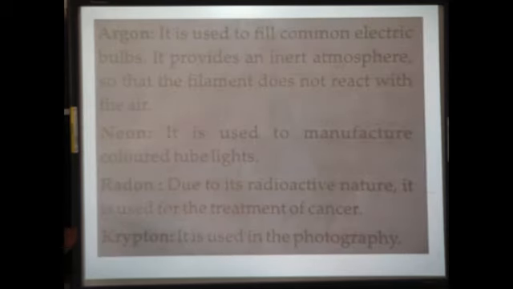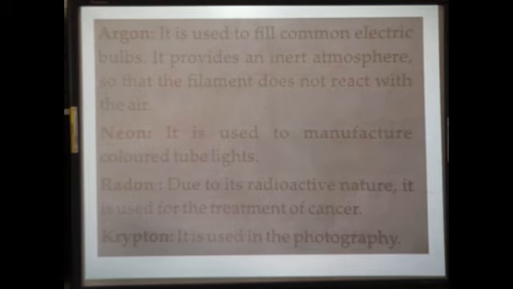Then argon, it is used to fill common electric bulbs. Those are filament bulbs, the earlier bulbs. The filament bulbs are filled with argon, which is an inert gas, which does not allow oxygen present in air to react with the filament. If there is air inside the bulb, then oxygen reacts with the filament. So it is filled with argon, which does not react. It provides an inert atmosphere so that the filament does not react with the air.